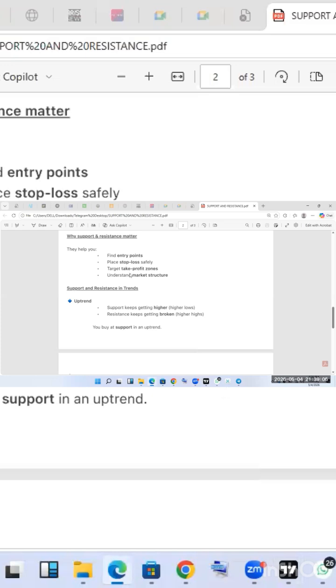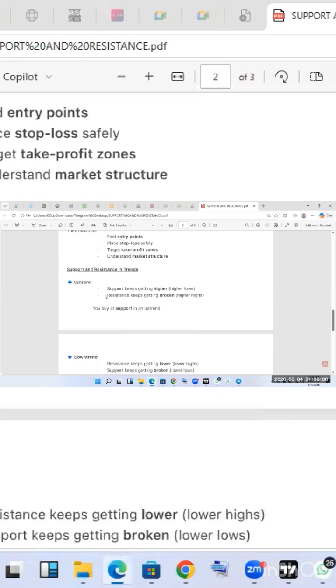Okay, support and resistance in trends. Uptrend. So we have what we call an uptrend and a downtrend. Uptrend is when the market is buying. And in this case, it gave us higher high, higher low, higher high, higher low. In a downtrend, we see something like lower high and lower low, lower high, lower low.